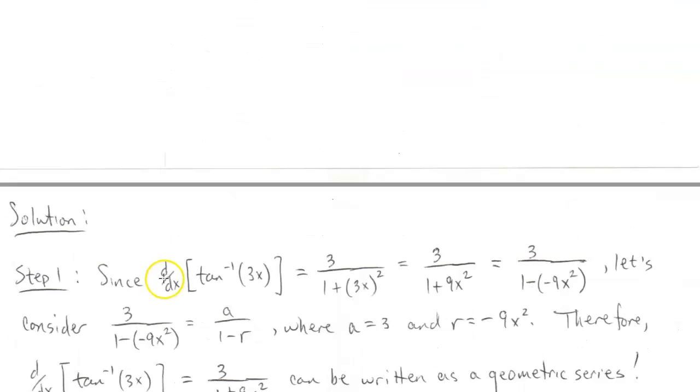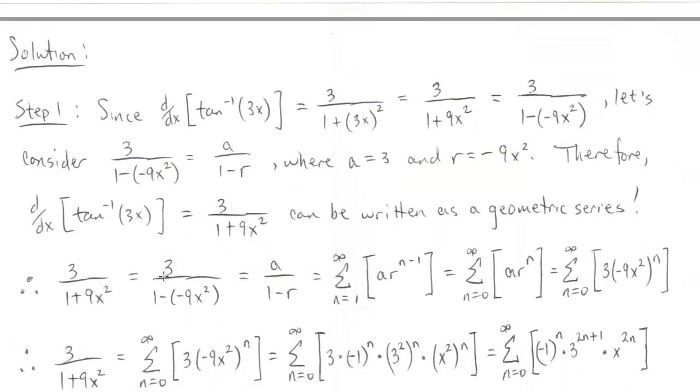All right, so let's start working on this to get to an answer here. So step one, the first thing that we see here is that for tangent inverse of 3x, at this point, there's not much we can do to make this look like something that we can work with. But we do know the derivative of tangent inverse in general. If I take the derivative of this in general, I know that this is just going to be 1 over 1 plus x squared.